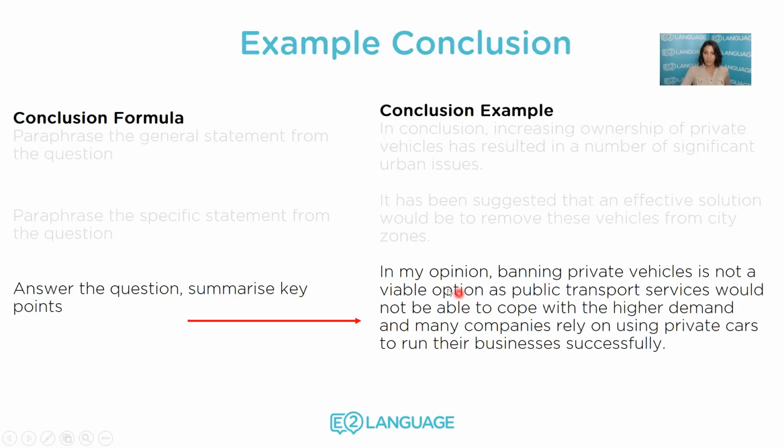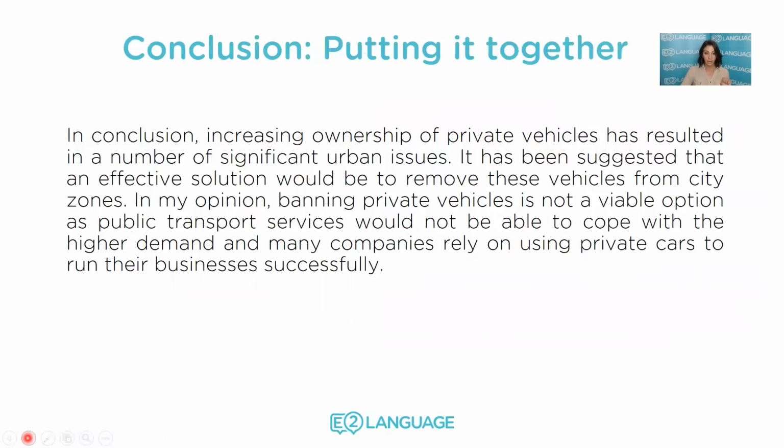So again, I've restated my opinion that I disagree, and I've said why, and I've summarized my 2 reasons, which were public transport will not be able to cope, or infrastructure, and relating it back to businesses or companies. Okay, so just summarizing the 2 things you talked about in your essay. And here's what my conclusion will look like.